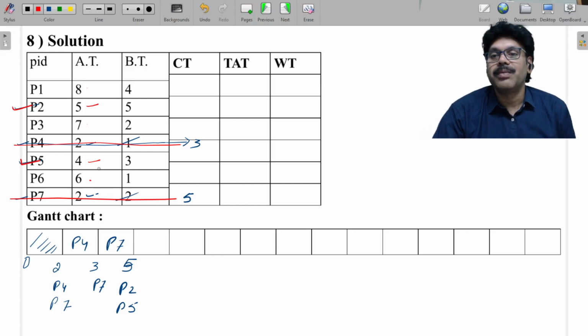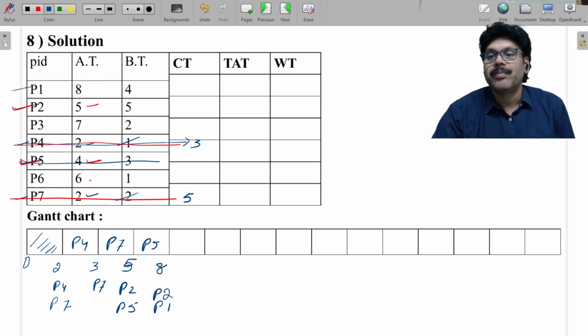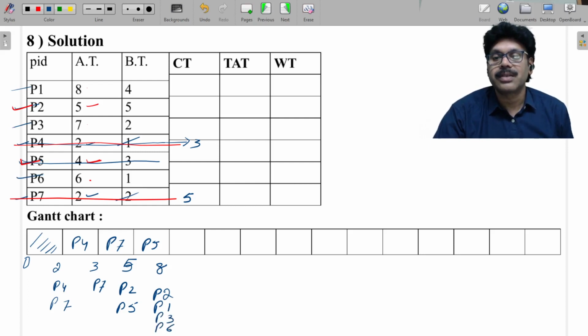Now who has come earlier? P5 came earlier. There is no tie. Directly you can take the P5 process. It is executed for 3 units of time. Remove it. And P2 is there. At exactly 8, all other processes have come. P1 also came at 8. P3 also came at 7. And P6 has come at 6.